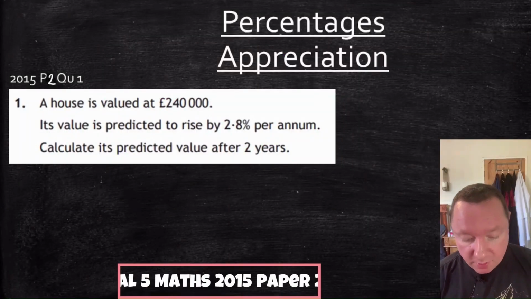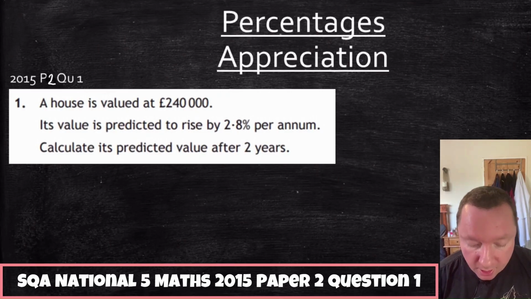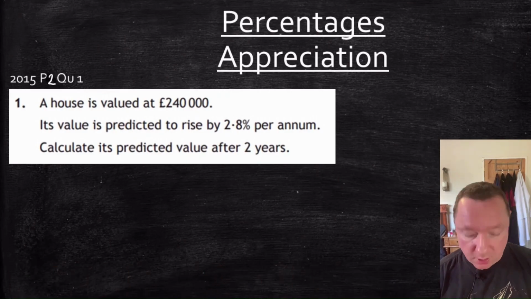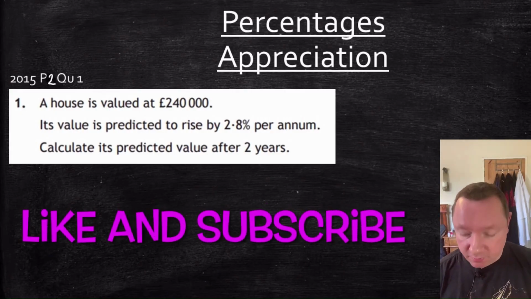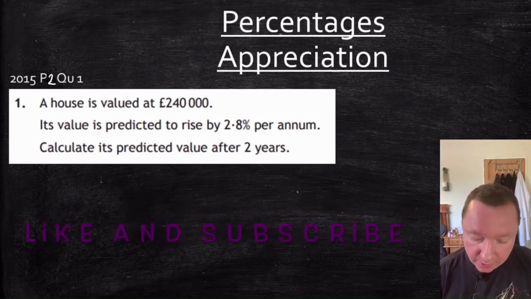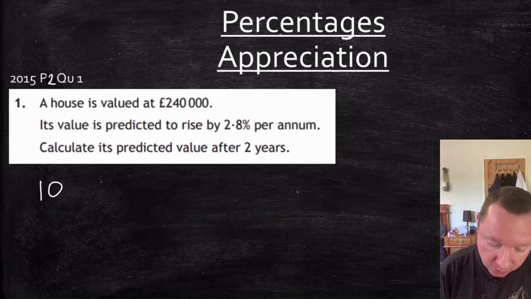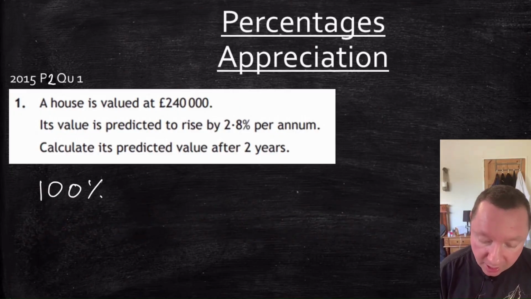So this is from a 2015 paper 2 question 1. A house is valued at £240,000. It's predicted to rise by 2.8% per annum. Calculate its predicted value after 2 years. Step 1's always the same. We need to find the multiplier, what we're going to times by. So we're starting off with 100%. And it's rising by 2.8%.